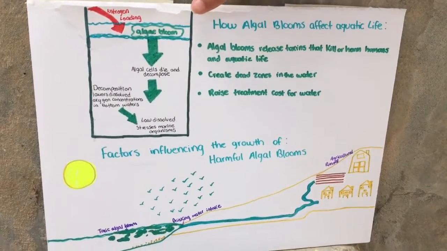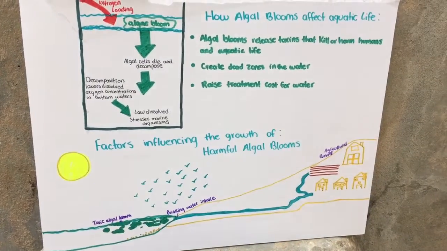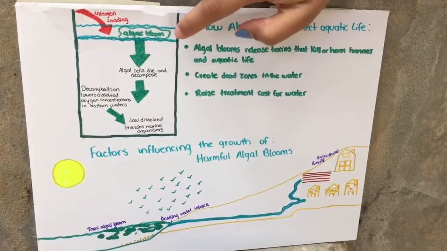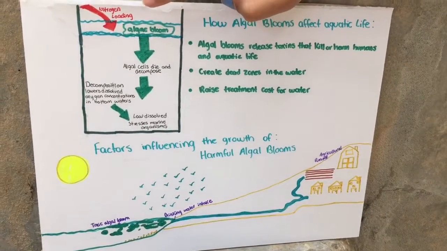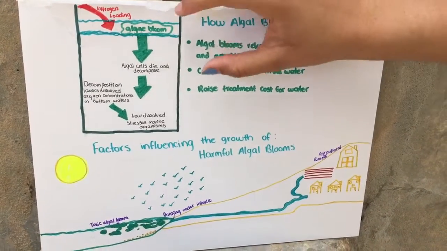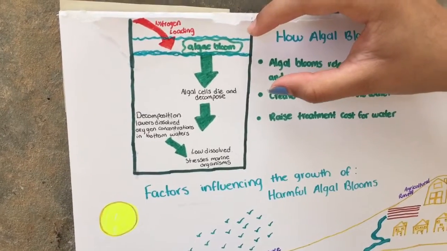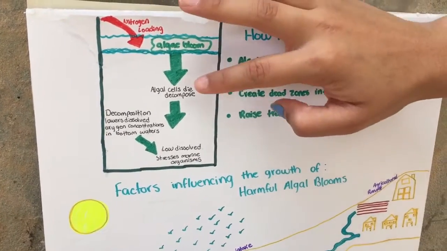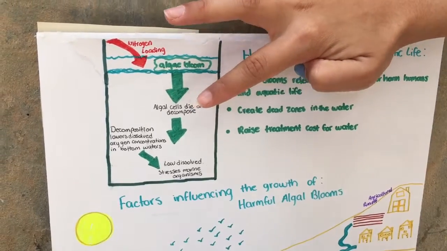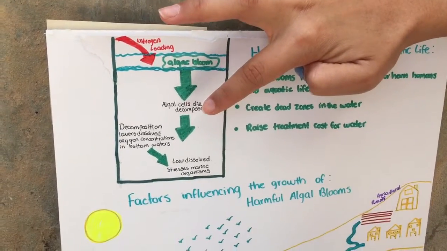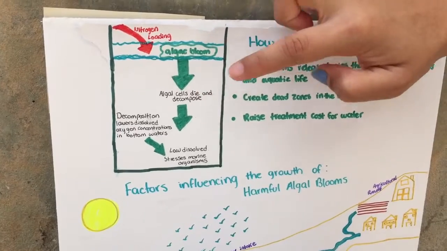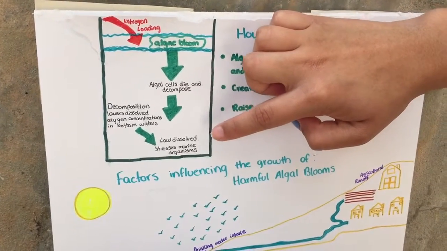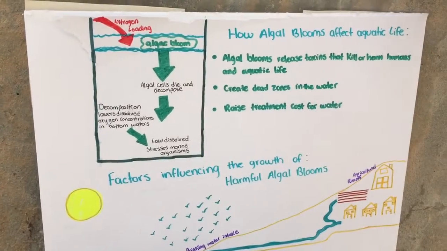In this chart, we drew nitrogen loading, which is nitrogen being introduced to a body of water where it's creating an algal bloom. This algal bloom comes down to a very first level where algal cells will die and decompose. Then lower in the water, decomposition lowers dissolved oxygen concentrations in bottom waters. And then in very lower levels, the low dissolved oxygen will stress the marine organisms.